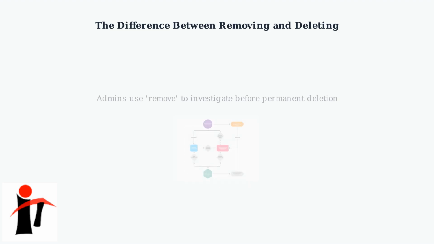The moderation workflow, shown in this flowchart, demonstrates how admins might first remove content for review, then decide whether to permanently delete it based on their investigation. This process helps maintain community standards while allowing for careful consideration.